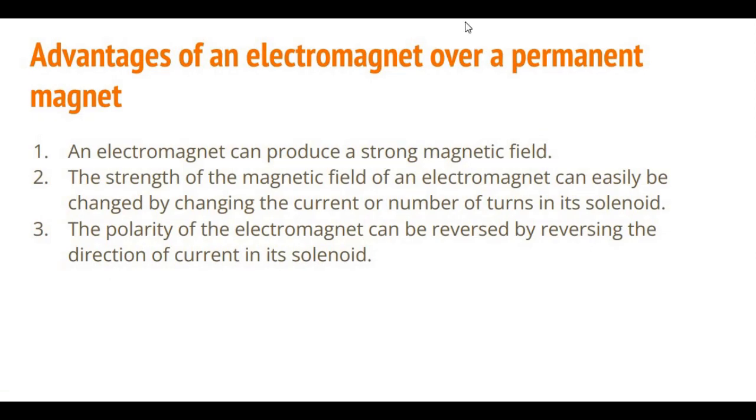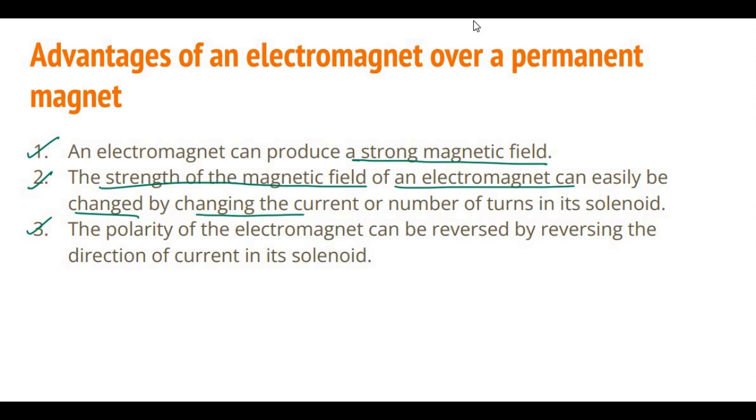Advantages of electromagnet over permanent magnet, very easy. ये पॉइंट्स जो हैं ना ये अभी अभी हमने ऊपर पढ़ा है. Electromagnet can produce a strong magnetic field which a permanent magnet cannot produce. Strength of an electromagnet can be easily changed by changing the current or number of turns in the solenoid. This is also something that we have studied just now. You can't do this for permanent magnet because its magnetic strength is fixed. Polarity can be reversed in electromagnet by reversing the current in the solenoid. This you can't do for permanent magnet.